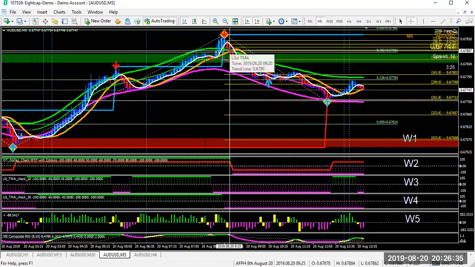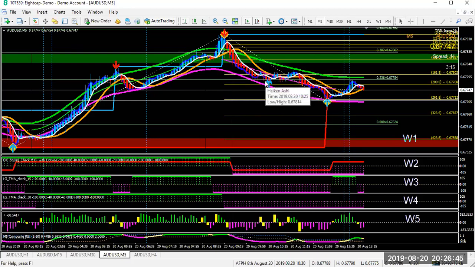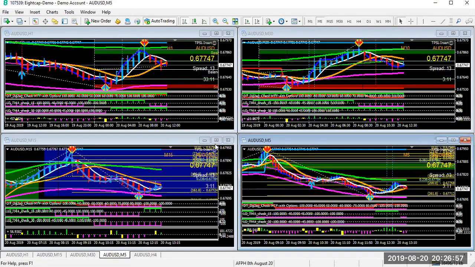So 17 pips. Really, on a 5-minute chart, our default or average, we'd like to get 10 pips here. When that's all happening, this is what we expect to see.